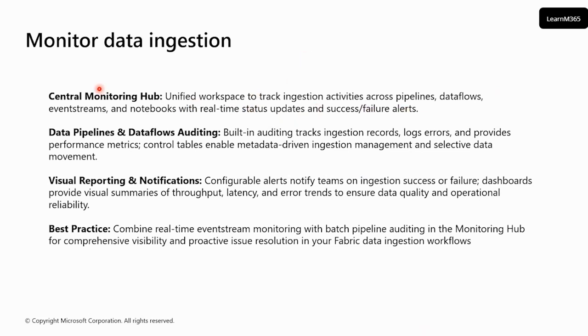So this is the same monitoring hub which we discussed right now. One way to monitor data ingestion is using the monitoring hub. The second way is by monitoring the data pipelines and the data flows auditing, which means there is a built-in auditing which tracks the ingestion records and logs errors. It will provide some performance metrics also. We can control the tables, enable metadata-driven ingestion management, and select some data movement also. So this is another way in which we can monitor the data ingestion. Third is visual reporting and the notifications.